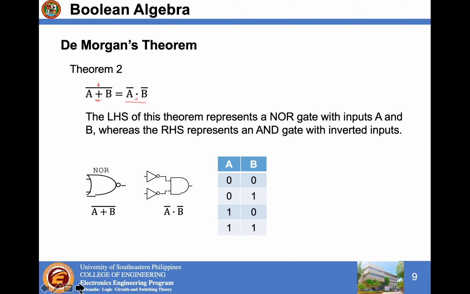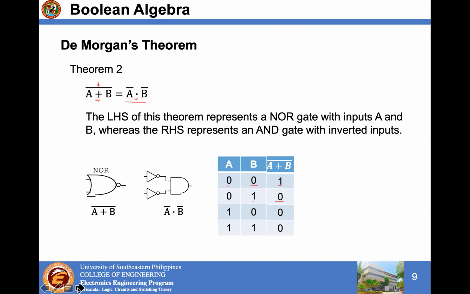To prove that they are the same, we have to use the truth table. We have inputs A and B, so the combinations are from 0 up to 3. So we have to get A NOR B, and we have an output of 1, 0, 0, 0. We know already that if we have inputs 0, 0 in a NOR, it is equivalent to 1. If one of the inputs is a 1, the value of the NOR is 0.